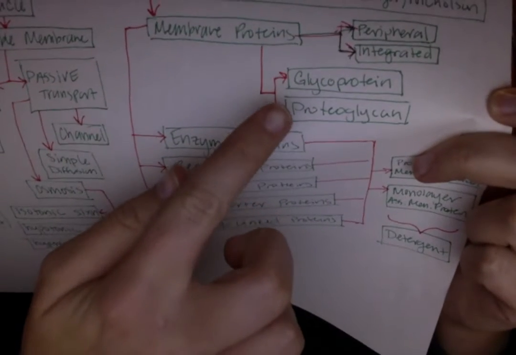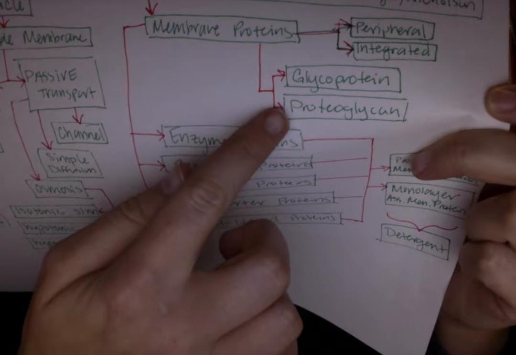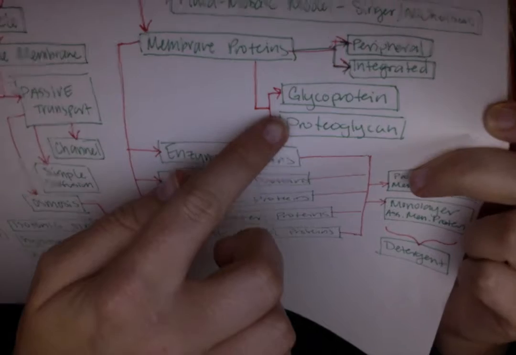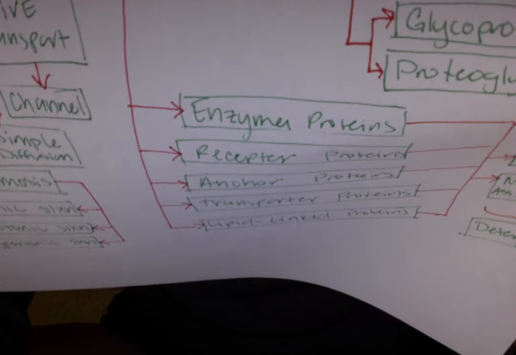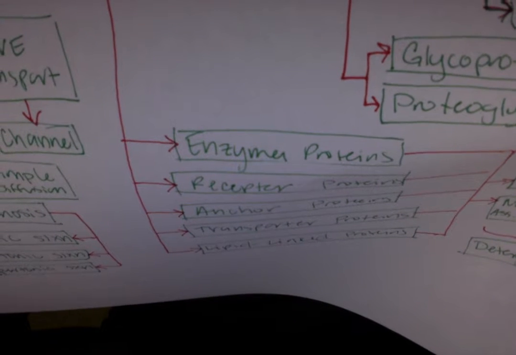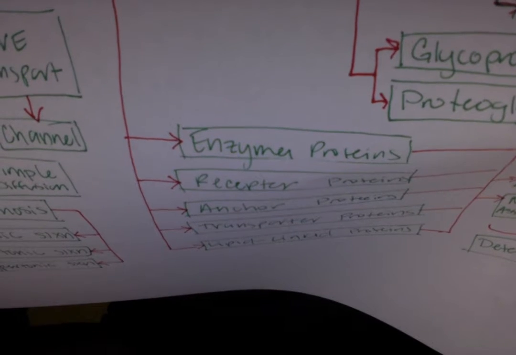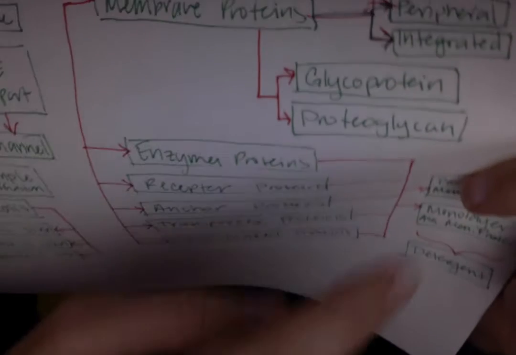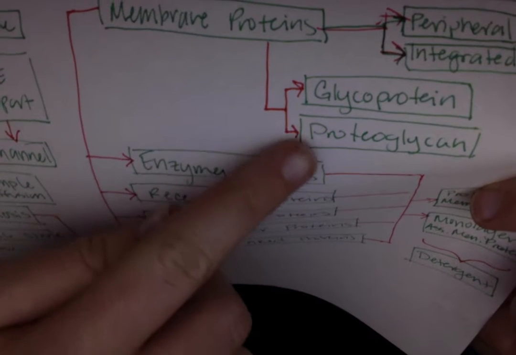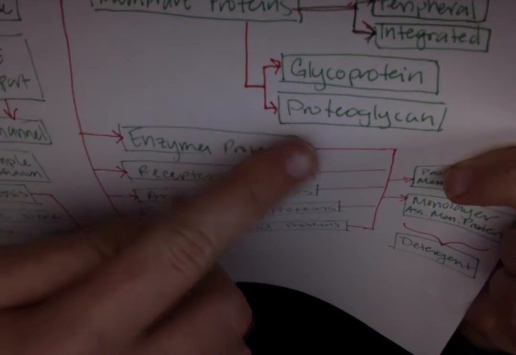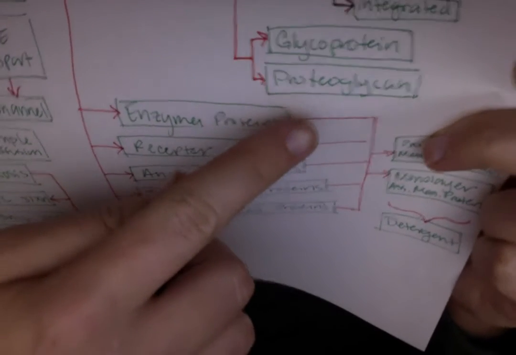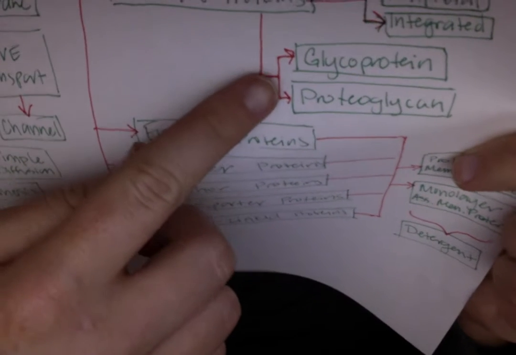And then you also have your glycoprotein and your proteoglycan. Proteoglycans are polysaccharides attached to the proteoglycan layer in eukaryotic cells. These aggregates are attached to a core protein that regulates the passage of molecules through the extracellular medium and guides cell migration.